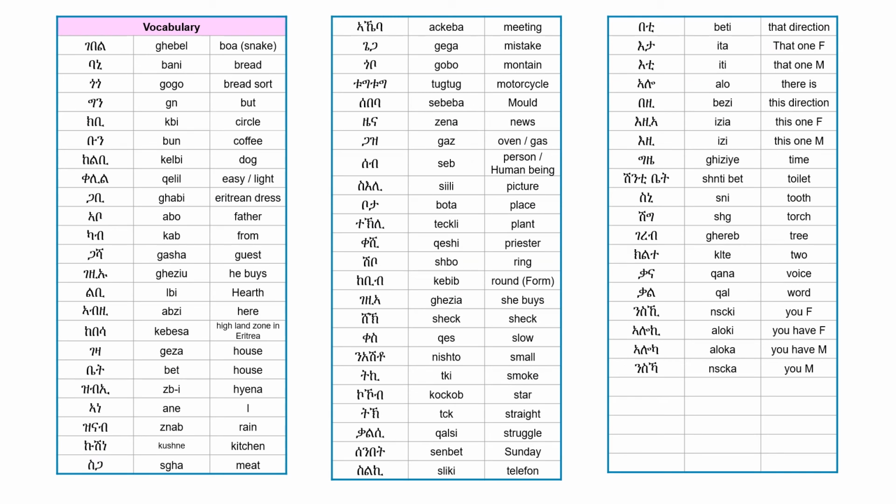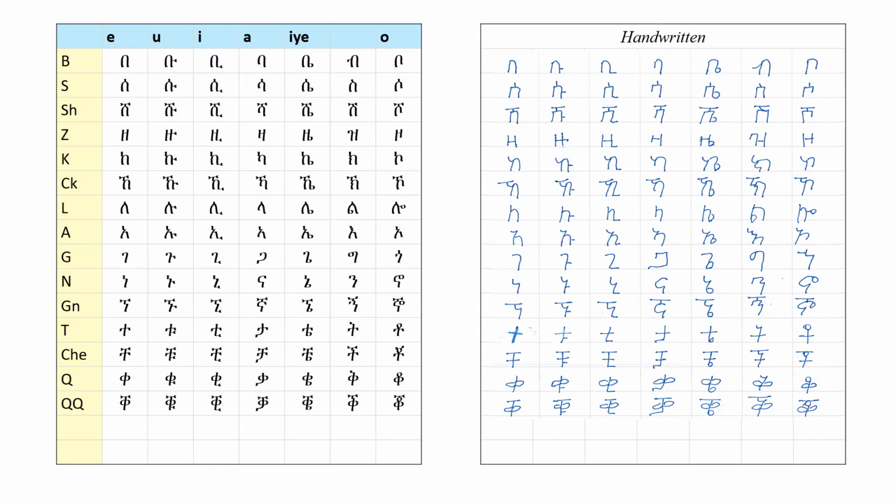Here is a vocabulary of words with the letters we can read already. Until this point, we have learned the letters B, C, Sh, Z, K, H, L, A, G, N, Ñ, T, Ch, K, Ch. And those are the handwritten letters.